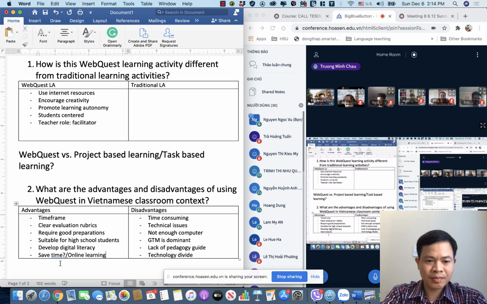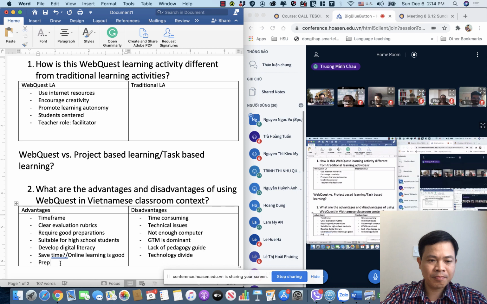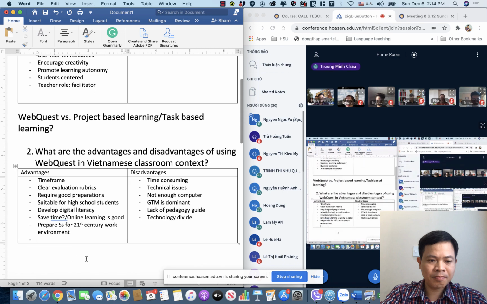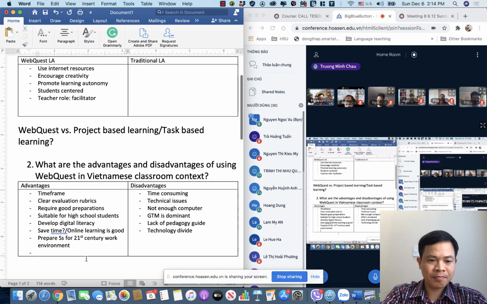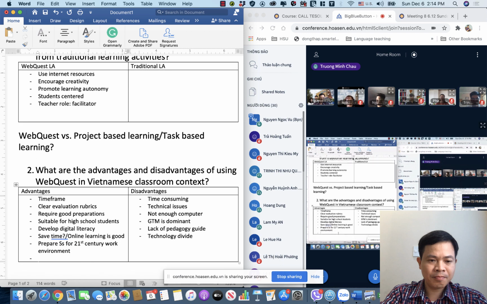The second one is that it thinks about a far future for learners. We can prepare them for future study or future work in an international environment, requiring everyone to be good at technology. It also promotes teamwork. It requires people to have very good teamwork skills, because we sometimes work online or study online.